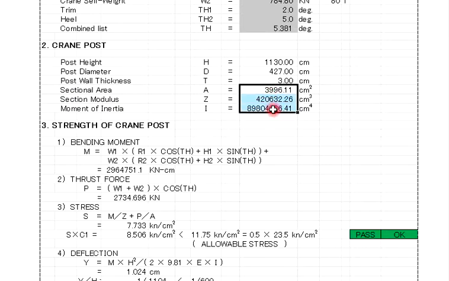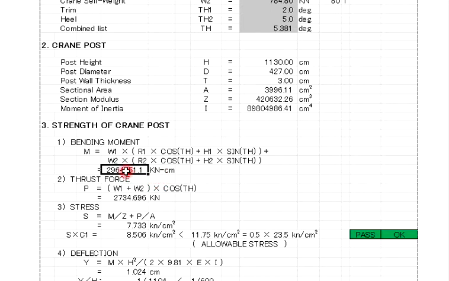So these three items are very important to determine or to know the strength of the profile. Okay, but you must understand how to calculate the section area, how to calculate the section modulus, and then how to calculate the moment of inertia. The strength of the crane post, okay, this is the bending moment. So the bending moment has a formula also. So this one is the automatic formula, so you don't need to change anything.